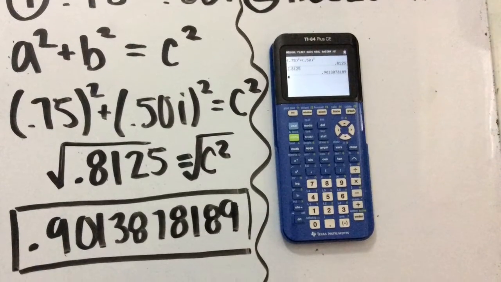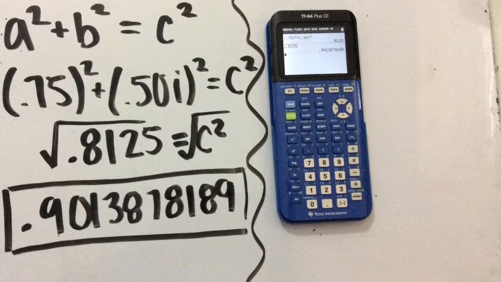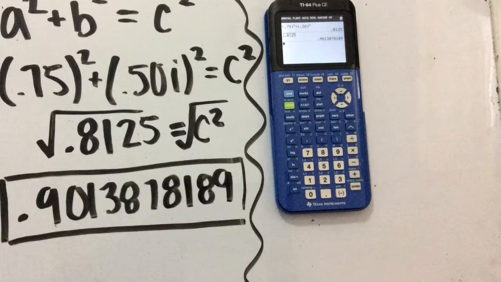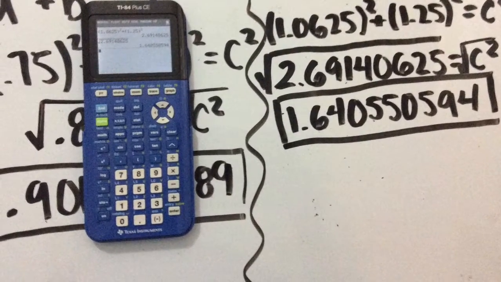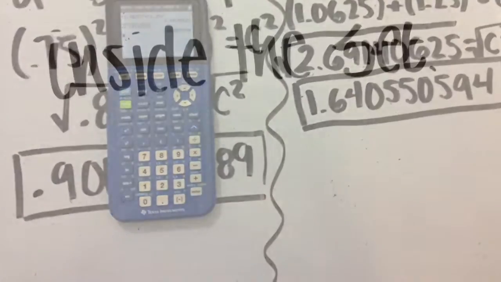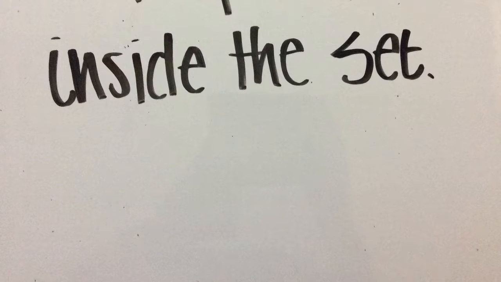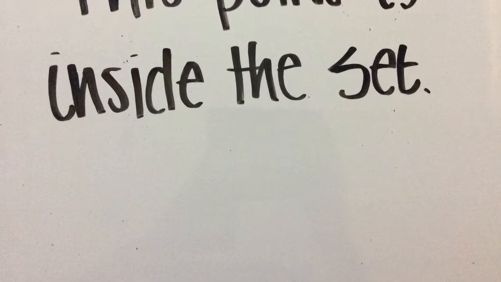Next, I found the absolute value for the first one. As you can tell, I used a squared plus b squared equals c squared to find my answer. Next, I did the same thing for step 2. I had both of my absolute values be less than 2. This makes my point inside the set.